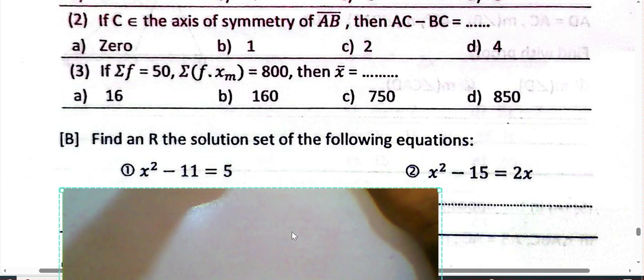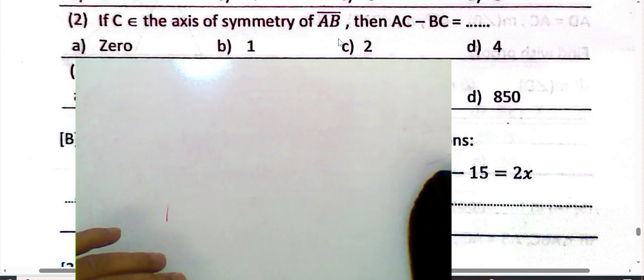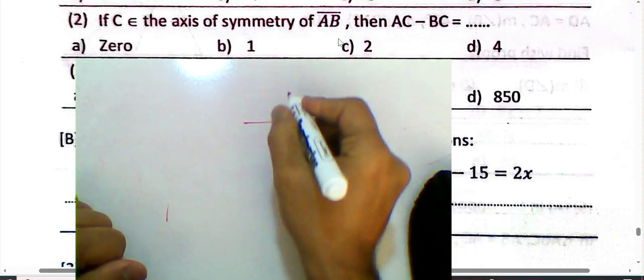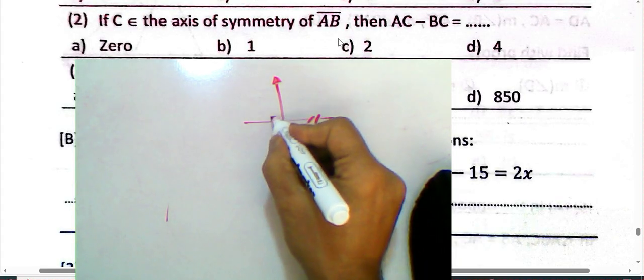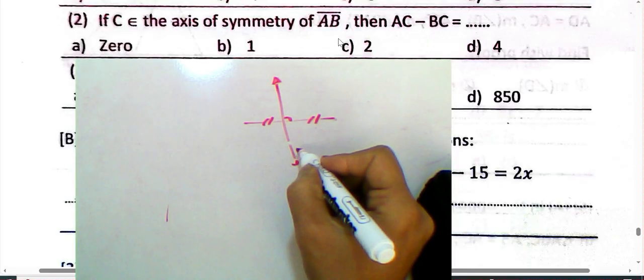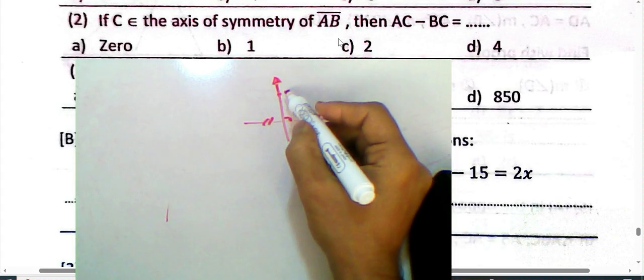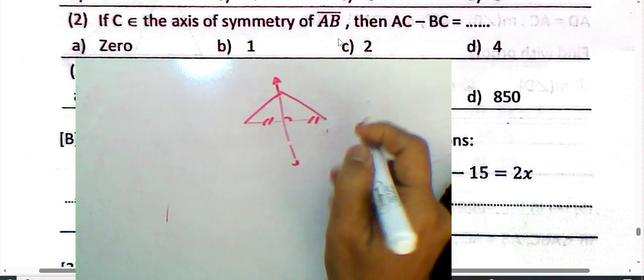Question number 2. C is belonging to the axis symmetry of E. Then the length of EC equivalent to the length of BC. We have here line segment and axis of symmetry about this line segment. We know axis symmetry of line segment perpendicular and bisect, and any point belonging to the axis of symmetry has the same distance between 8 points.